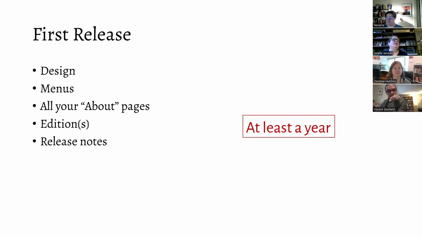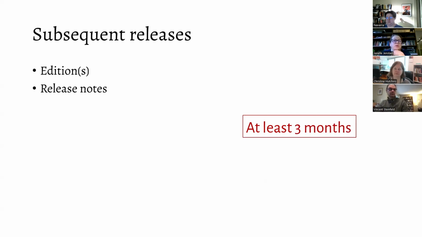So I would not be planning a first release in 3 months if you don't have a design yet. That has to be an early part of the process. Subsequently, releases can be a lot faster because you already have a design, you already have menus, you already have about pages. Maybe somebody's rotated off your advisory board and you want to update your advisory board page, but it's a much simpler process than creating all of those pages. In our experience, Navarra's experience, that is at least a 3 month process if everybody's putting their shoulder to the wheel and working on their parts of the release process.